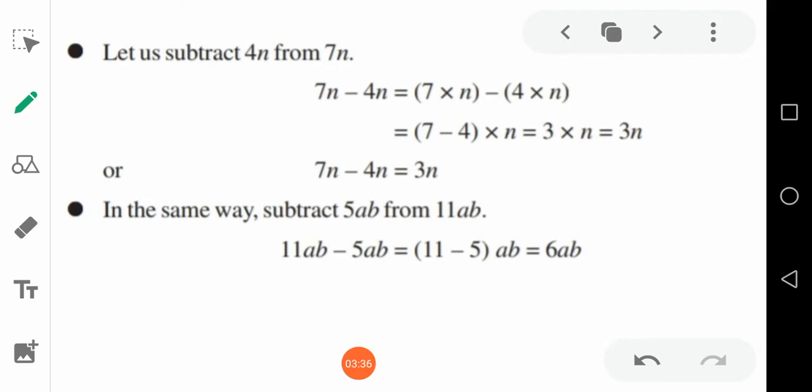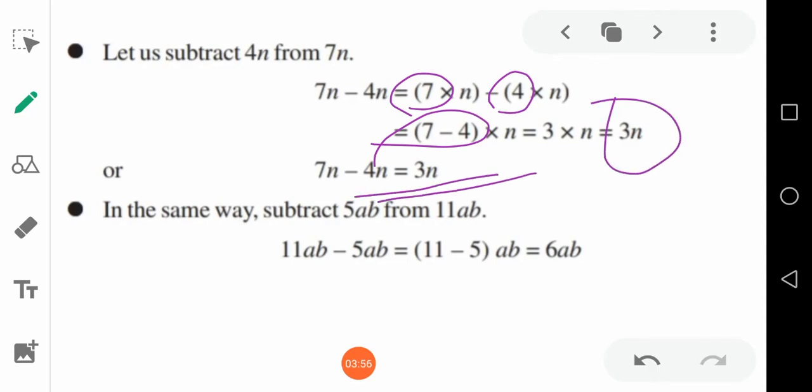Now, subtraction also uses the same method. 7n minus 4n. How will you do it? You just subtract the coefficient part. What is the coefficient here? It is 7, and here it is 4. So, just subtract 7 and 4. 7 minus 4 is 3, and then you write the variable part. So, the answer is 3n.